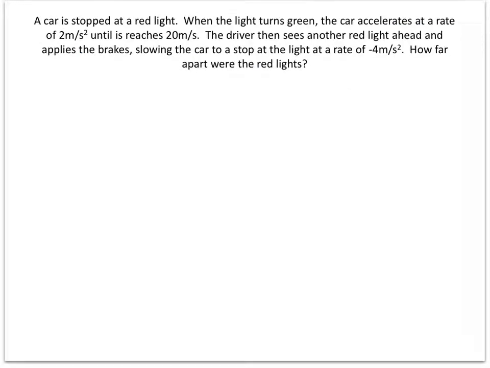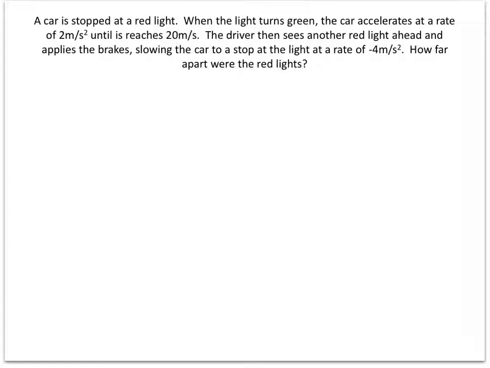Okay, last example, and this one is the more difficult of them from this example set, and it has multiple steps, so I wanted to get through one of these with you. And I may have to erase at some point to fit it all in, but let's get through it. A car is stopped at a red light. When the light turns green, the car accelerates at a rate of 2 meters per second squared until it reaches 20 meters per second.